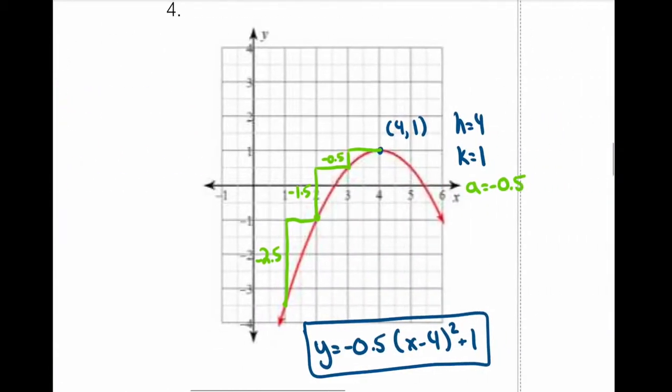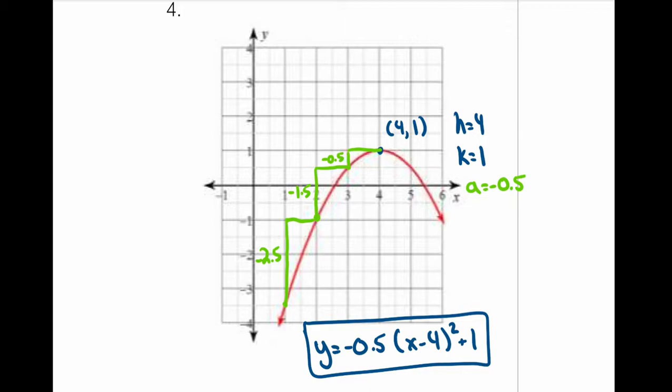For example 4, same idea. Find the vertex, 4, 1, which means our h value is 4, our k value is 1. Use the step pattern to find our a value. This may be a little different because our a value in this case is a decimal. But we're using the same steps looking at our graph. Move 1 to the right, go down until we hit our graph.